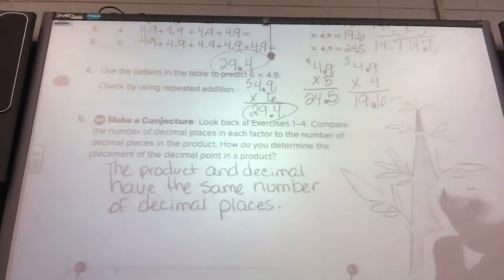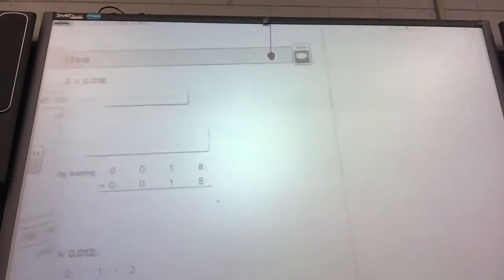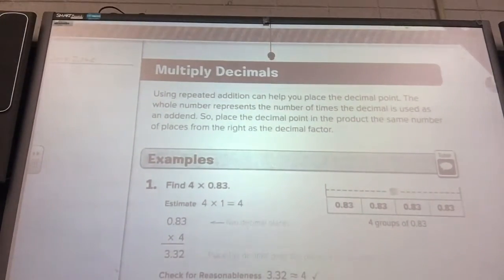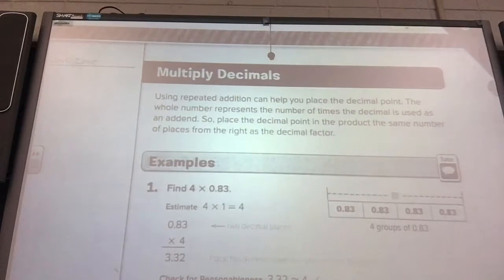All right, we are going to move on to page 194. Remember our objectives. We are multiplying decimals today by whole numbers. Using repeated addition can help you place a decimal point. The whole number represents the number of times the decimal is used as an add-in. So place a decimal point in the product the same number of places from the right as a decimal factor.